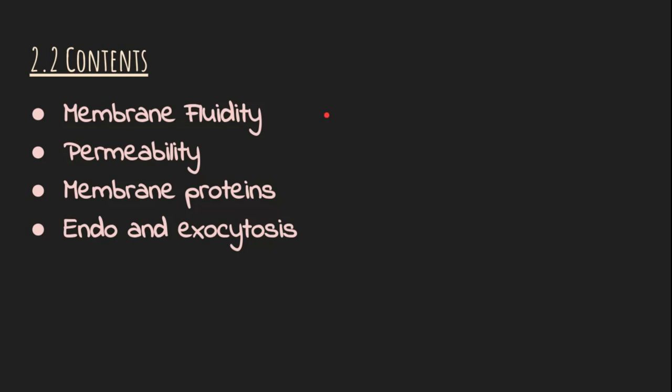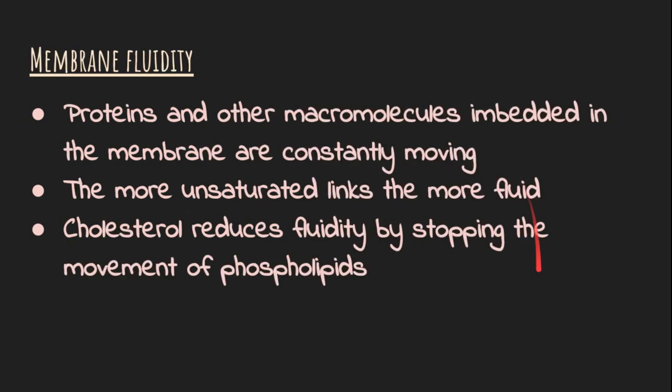So today I'm going to be talking about AP Biology Unit 2, 2.2, which is going to be all about cell membranes. I'm going to be talking about membrane fluidity, permeability, membrane proteins, and endo and exocytosis.